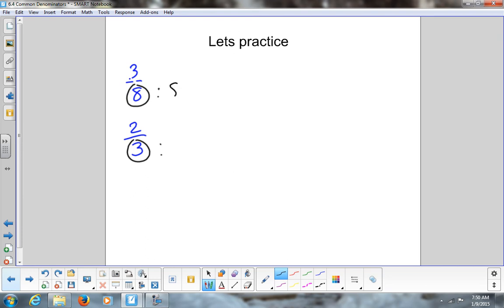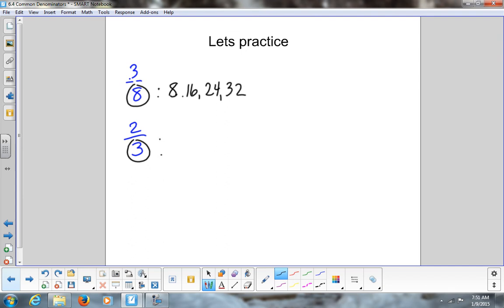8 times 1 is, 8 times 2 is, 8 times 3 is, 8 times 4 is. Just a little quick tip. If you go above this other number right here, you don't have to go very far above that before you can find a common denominator. Because the denominators times each other is always going to be a common denominator.